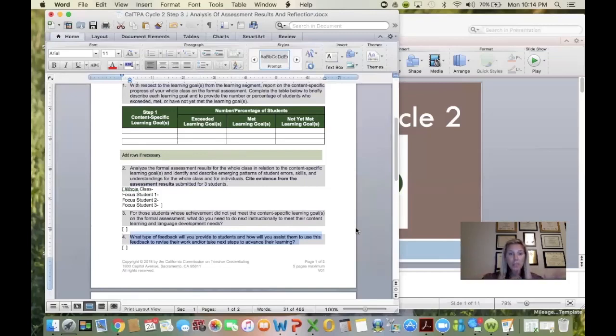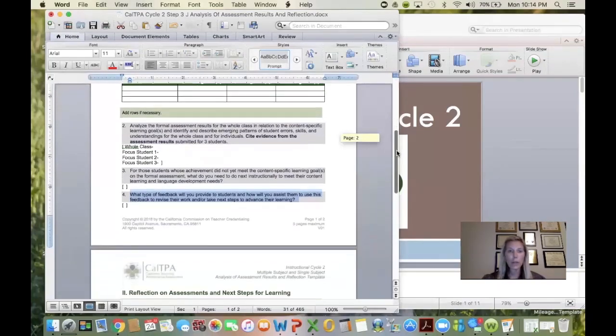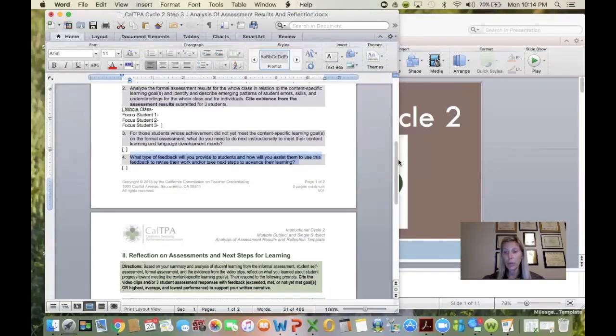Okay, and how are you expecting them to use this feedback? What do you want them to do with that feedback? When are they going to use it? How are they going to use that feedback? You want to be explicit about that aspect. When and how are they going to use the feedback? And how are you going to support them with that too? What are you going to do, and what are you expecting them to do with this feedback?